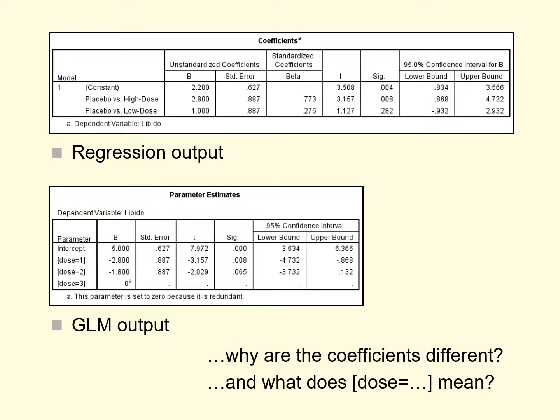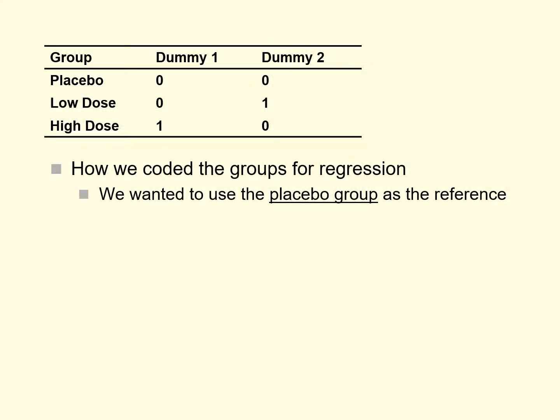That said, these coefficients are different. At least some of them are different. Why is that? What does this dose equals 1, dose equals 2 actually even mean? What's going on here actually has to do with dummy coding and the way that our categorical predictor variable dose is coded in either the regression analysis or in the GLM analysis. So here's the dummy coding that we used when we set up our dummy code variables for our analysis and regression.